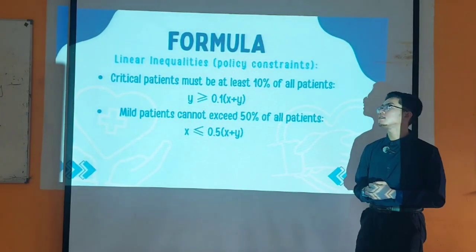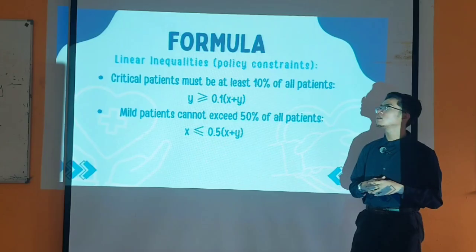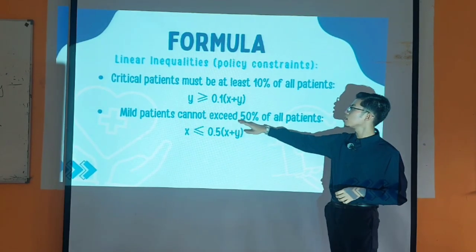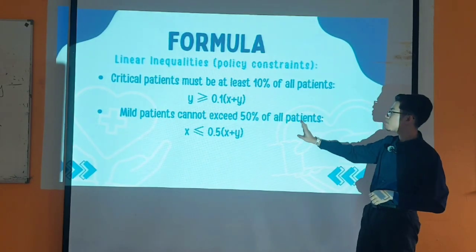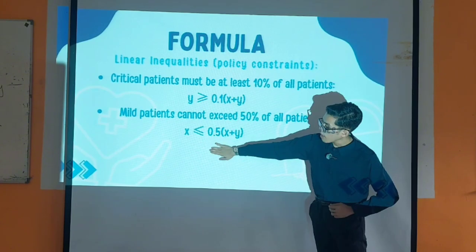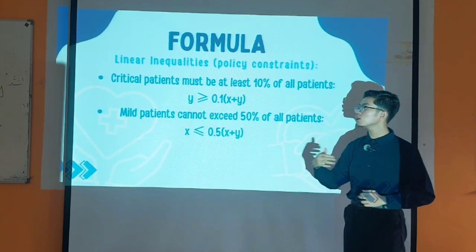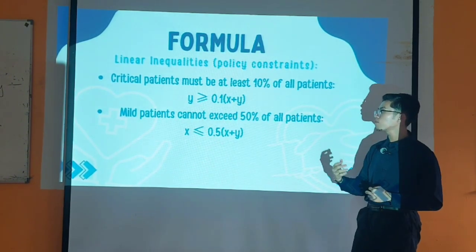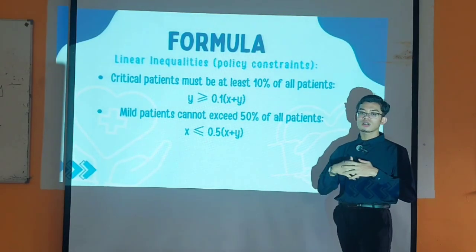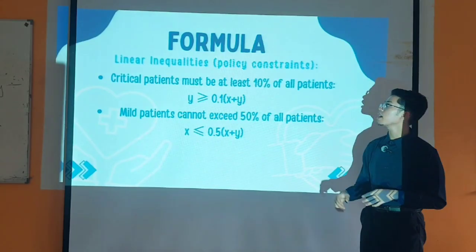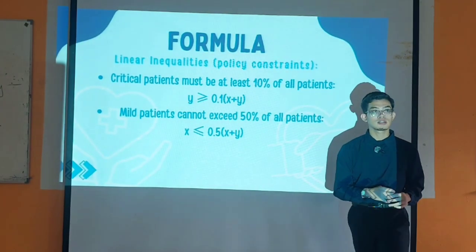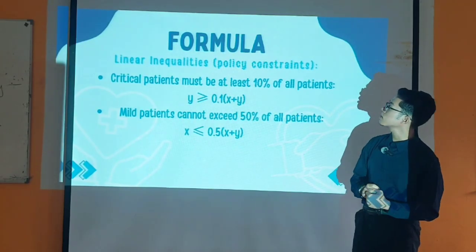For the second equation, the mild patients cannot exceed 15% of all patients. So the equation that will be used is x is less than or equal to 0.5 times (x plus y). So here there are only two policies that we need to understand. Okay, let's go to the next.